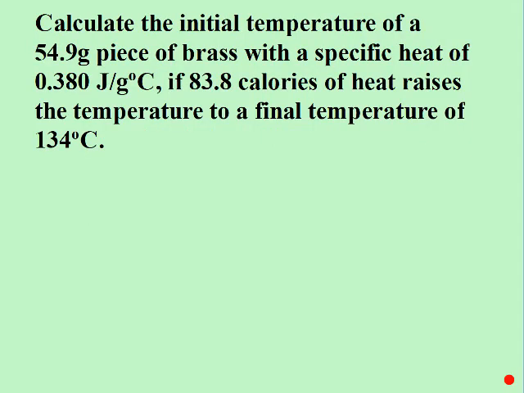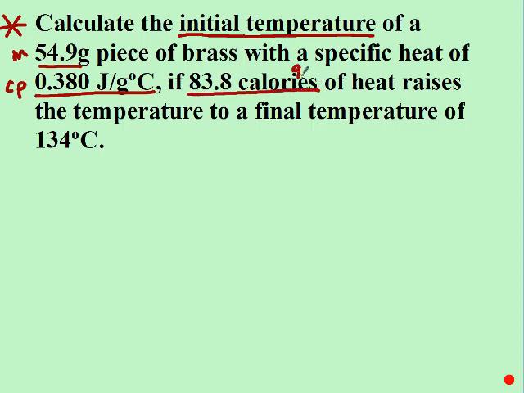So this one is calculating the initial temperature. So make sure that you star this one or write this example down, because this is the one that people struggle the most with, solving for initial or final temperature. All right, so we have our mass, we have our CP, we have our Q. We also know our final temperature. We're looking for initial. I would suggest for this one, go ahead and just solve for your delta T.